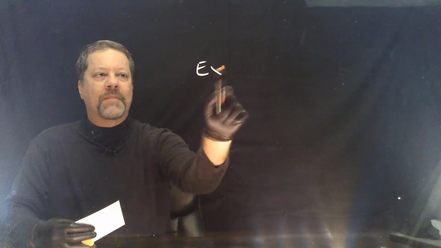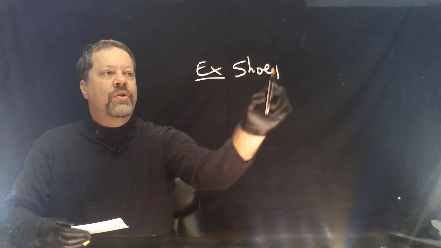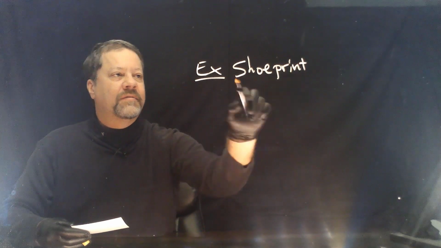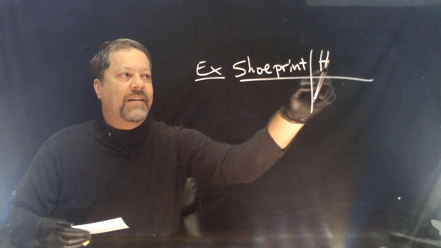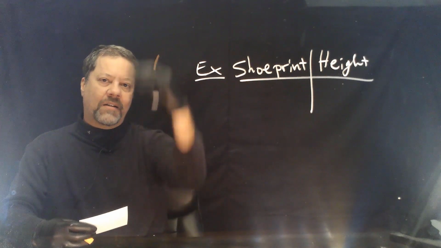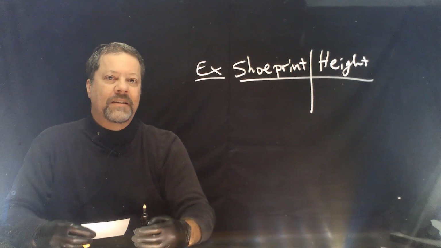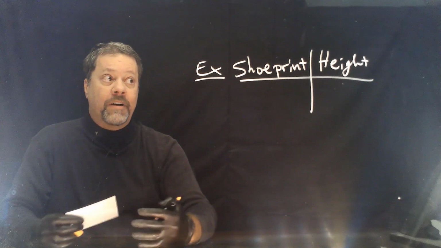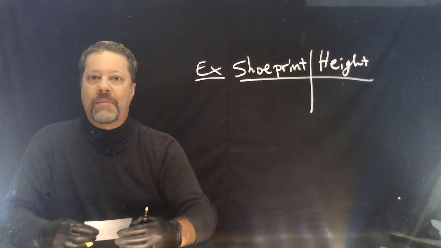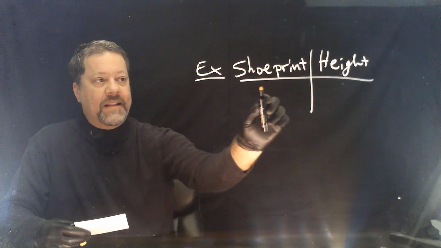For our first example, we'll give you some data. First of all, shoe print size versus height of the individual. You would think that the taller a person is, maybe the bigger their feet are, but the relationship won't be perfect. There are some fairly short people with very big feet and fairly tall people with very short feet. So this is the data that we're going to have.